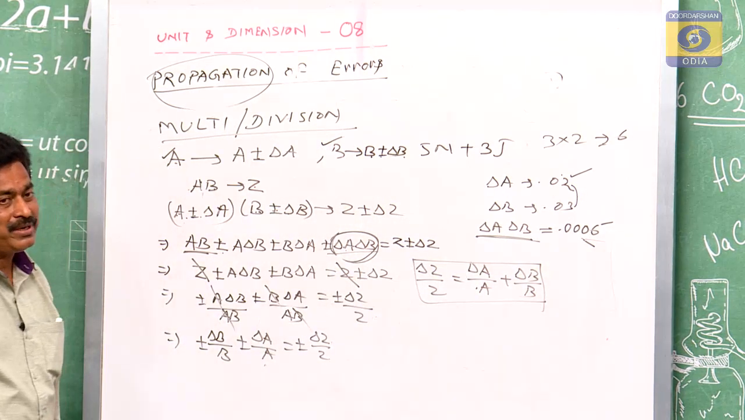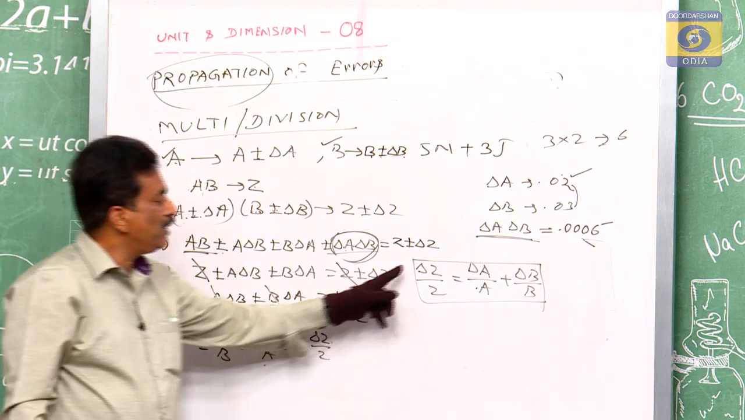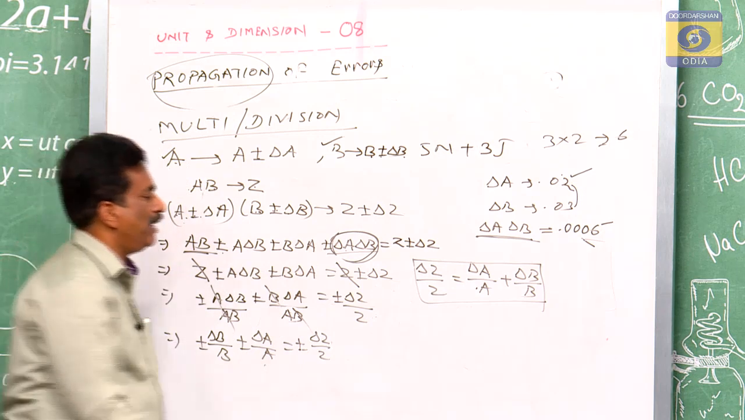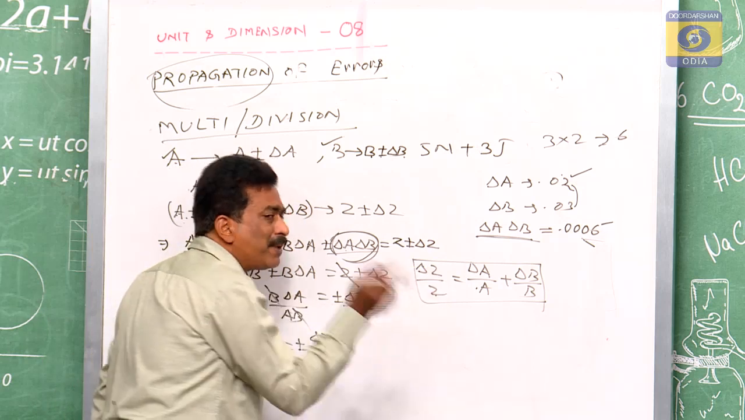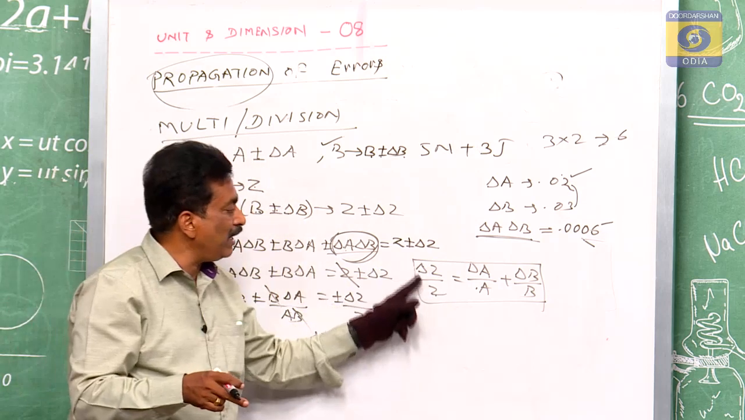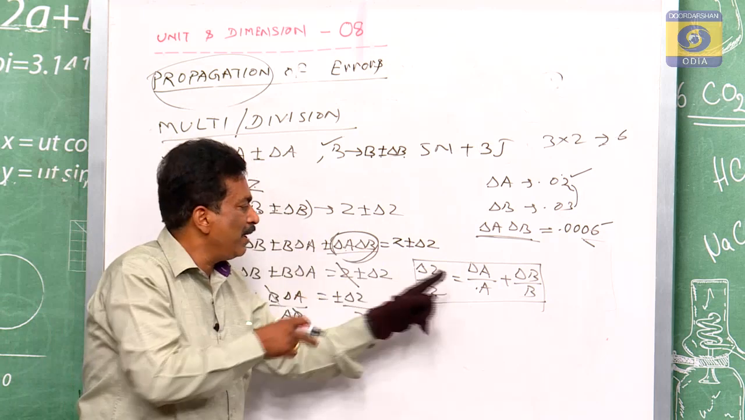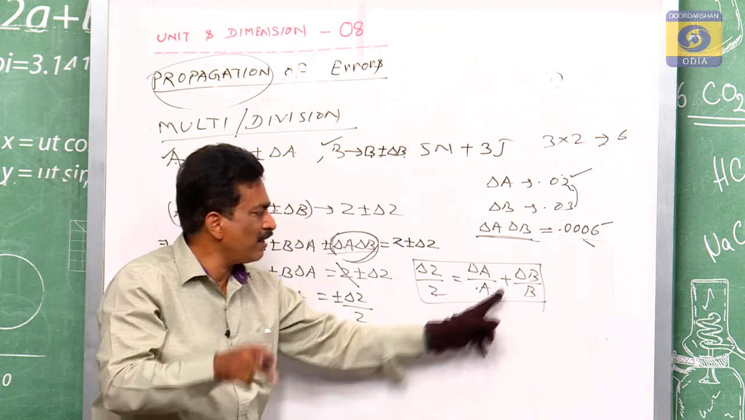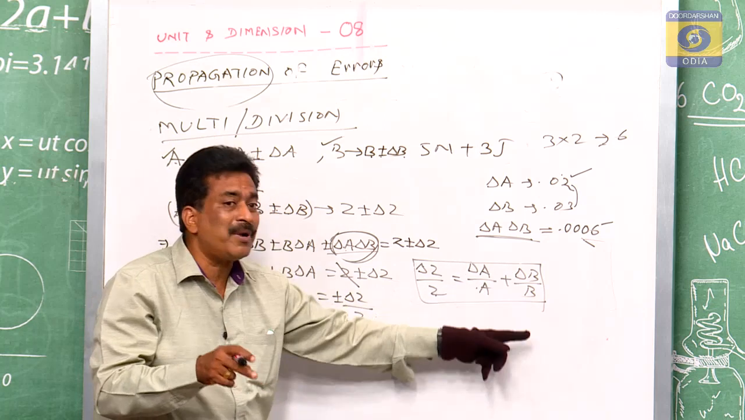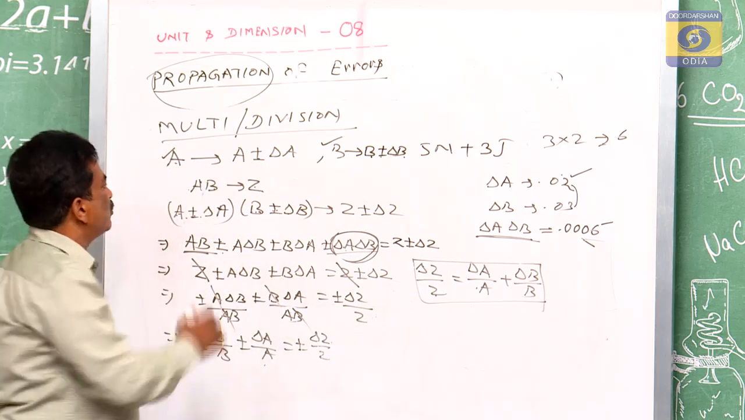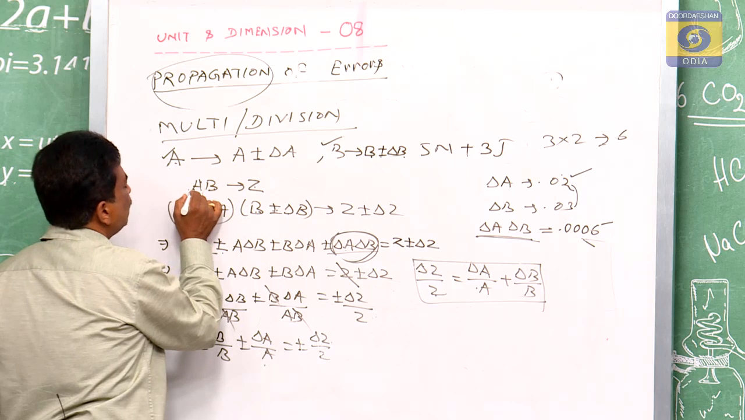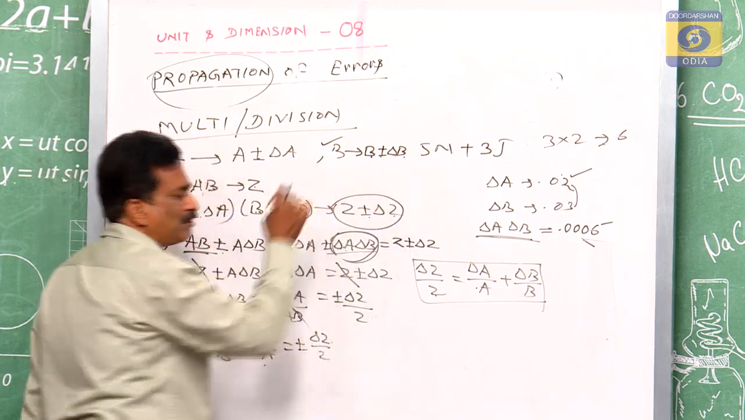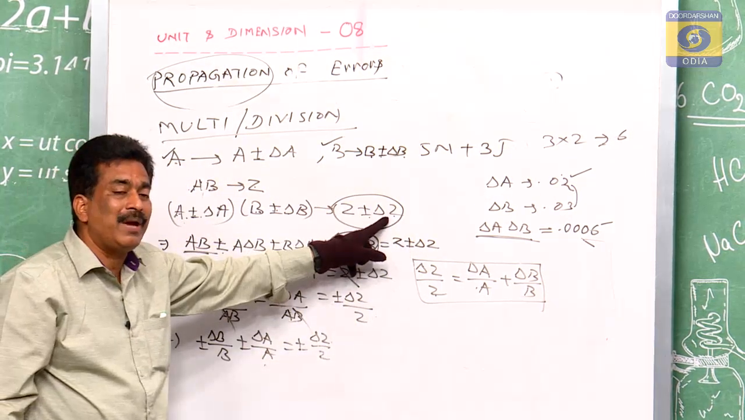What we discussed earlier, del Z by Z is what? That is the fractional error or the relative error. So the relative error of Z, which is the multiplication, is equal to the sum of the relative errors of the individuals. Though A is not exactly A and B is not exactly B, their multiplication value will be Z plus or minus del Z. So we have to calculate the value of del Z.